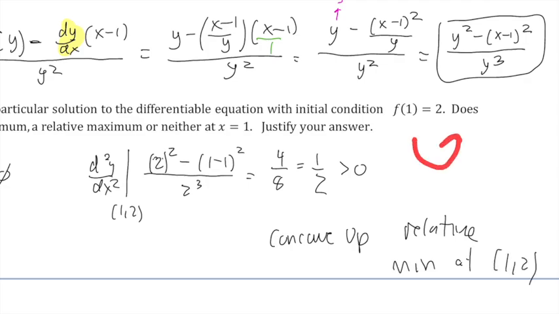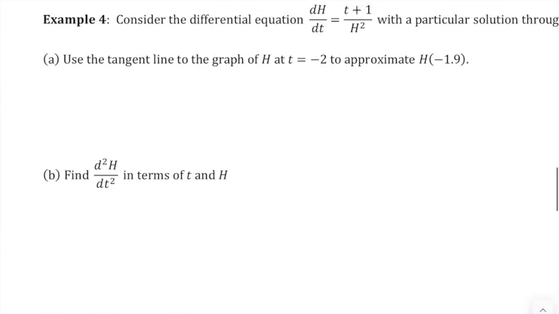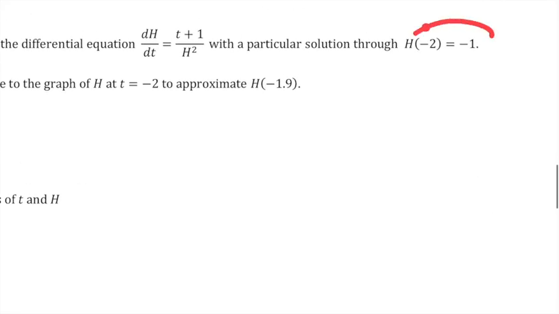Remember, concave up means that you have a minimum. Concave down means you have a maximum. Concave up is when the second derivative is positive. Concave down would be if this was negative. So again, same questions. We're just going to do tangent lines. So we do need to substitute these values in for x and y.